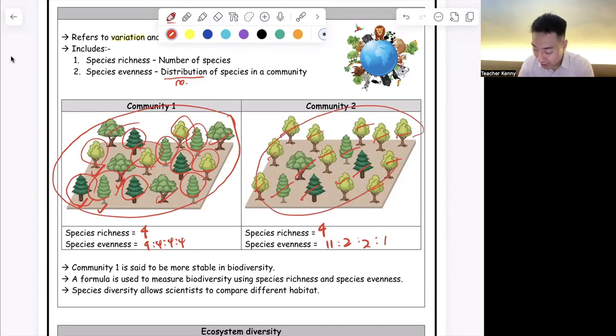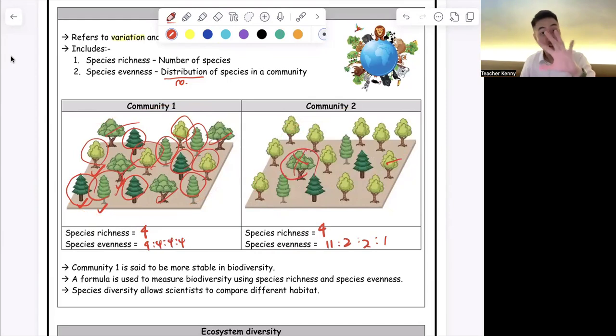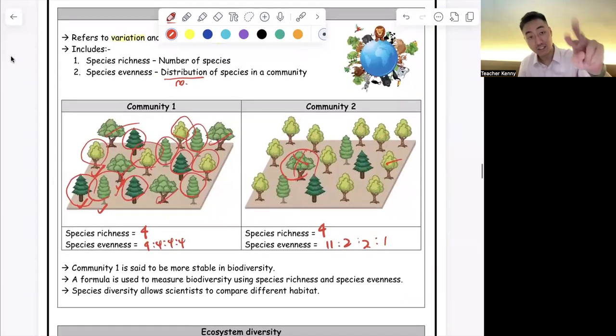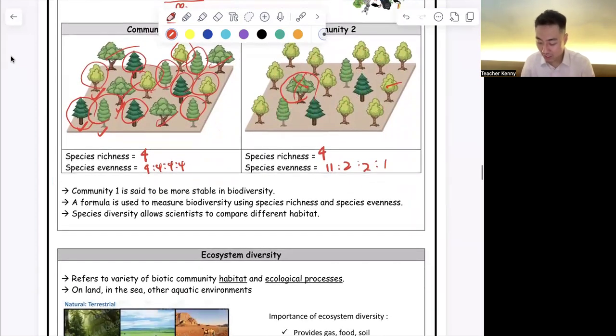This one, if anything were to happen to this plant, gone, cannot reproduce, my number will drop to 3 already. Yes, no? And it will affect my formula again already. So community one is said to be more stable in biodiversity. So there is a formula used to measure them using these two main topics, richness and evenness. So it allows scientists to compare different habitats.